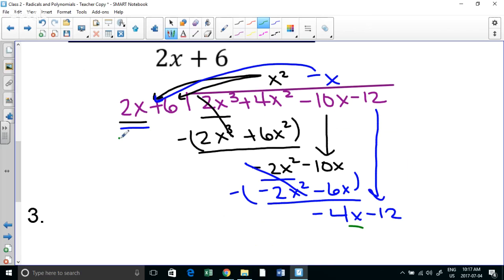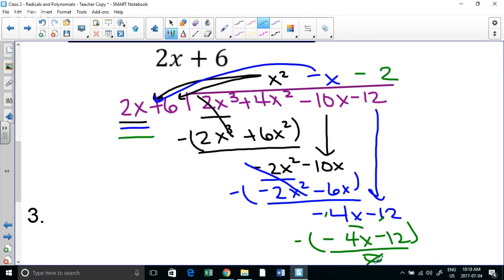This term divided by this term, negative 4x divided by 2x gives me negative 2. Negative 2 times 2x gives me negative 4x. Times 6, negative 12. Subtract, and that gives me 0.